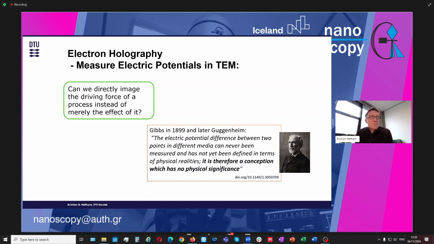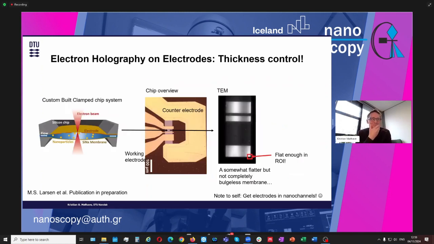Now, that's a pretty hard statement, I should say, and now we're just trying to go ahead and do something without ignoring Gibbs and just do what we want to do. So let's see what we do. We take a clamp chip system that we built ourselves. It's got electrodes in there, bulging liquids, but if we apply a vacuum to the water and squeeze it well, we can actually get very thin membranes here with nice electrodes.